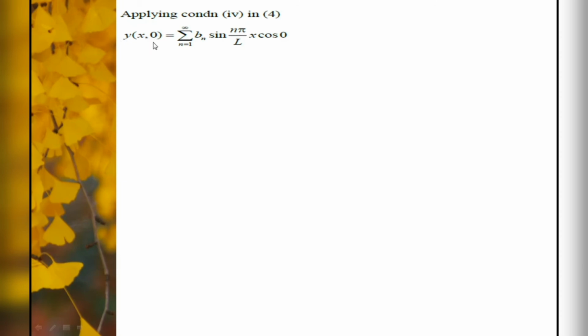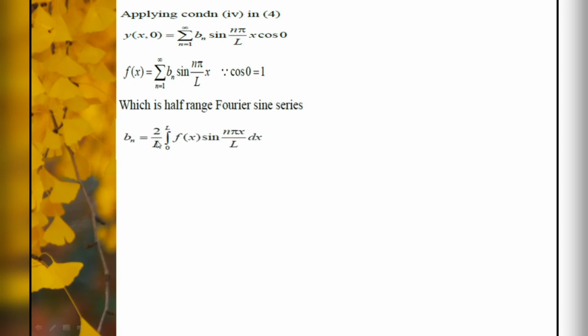f(x) is nothing but what we have found using the equation of the line joining two points formula, and this is summation n equal to 1 to infinity of bn sin(nπx/L) into cos 0. Cos 0 value is 1, so we get f(x) equal to summation n equal to 1 to infinity of bn sin(nπx/L). Now this resembles a half range sine series in the interval 0 to L. Now we have to find our bn. So bn is nothing but 2/L integration over 0 to L of f(x) into sin(nπx/L) dx.